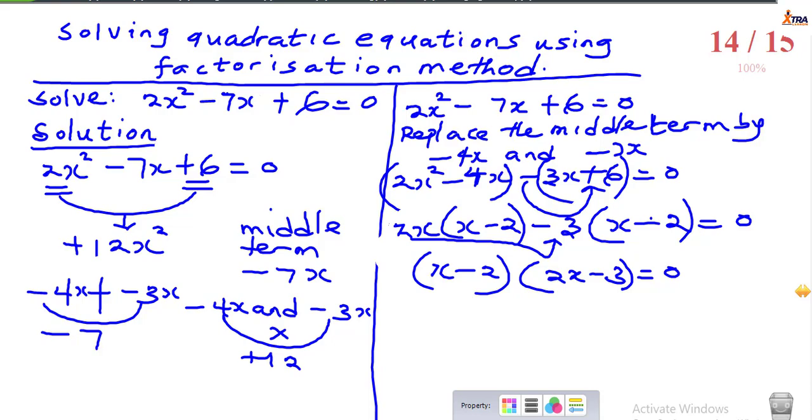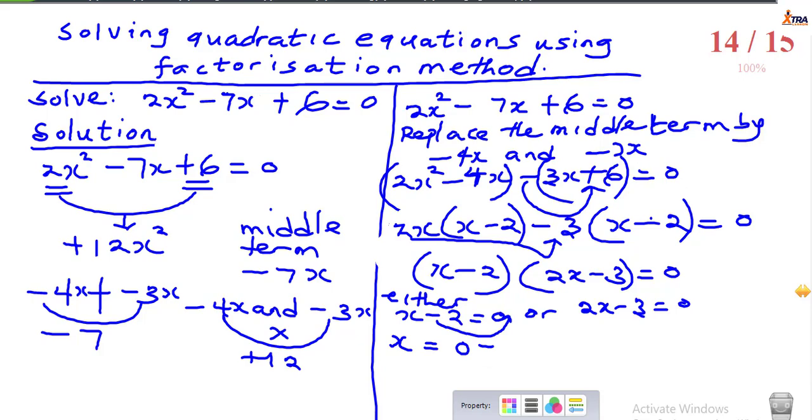So let's solve. We say either x minus 2 equals 0 or 2x minus 3 equals 0. On this side, x equals 0 plus 2. We move the minus 2 to this side, it becomes plus 2. So x is 2 on this side.